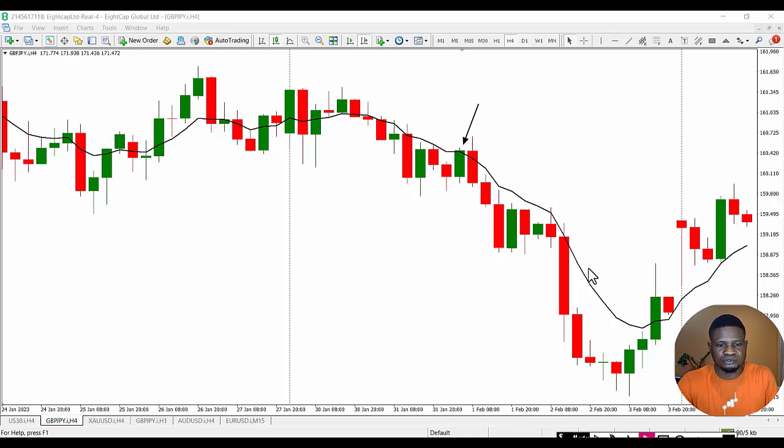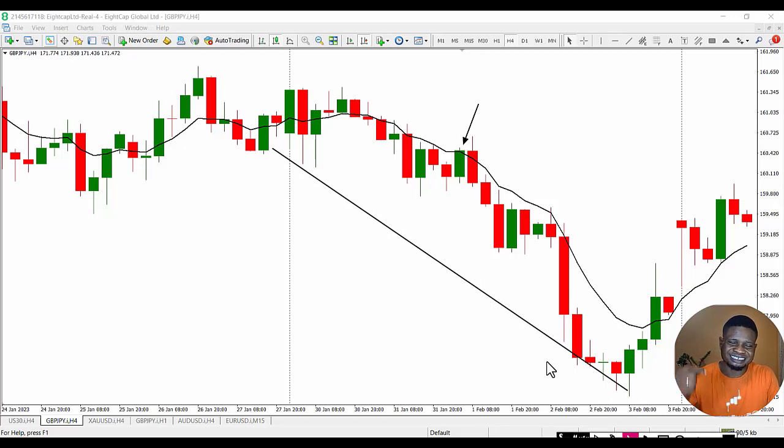So that one is qualified for me, so I can start looking for another way to get into the trade. And don't forget, we are still in the same trend. This is the third time I'm trying to look for an opportunity to sell. That is how this strategy is cool. So this one you can start. This is a signal candle, it's a confirmation candle.